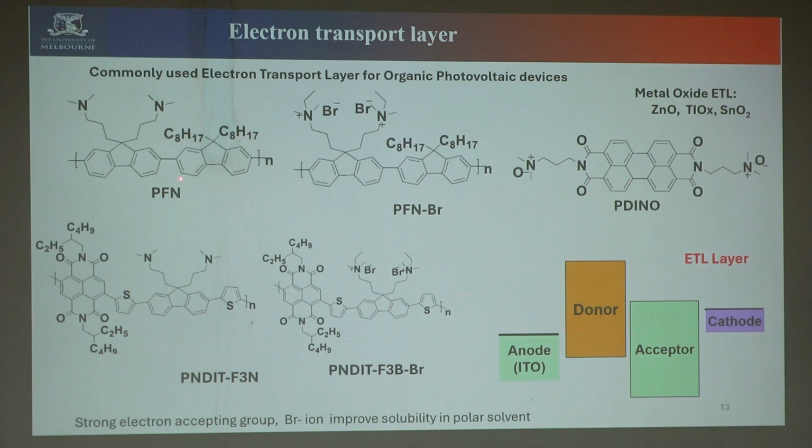And on the organic side, PFN is also used, and now PFN-Br is predominantly used because the N and bromine group increases solubility, particularly in alcohol solvents. If you use methanol, it dissolves easily because of the cationic and anionic groups. And PDINO, and also some polymers like PDINT. These are all the family of electron transport layers.